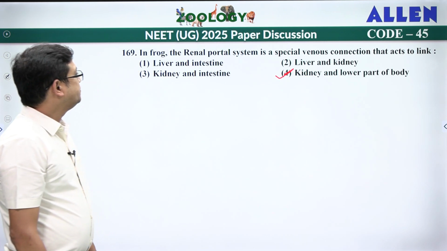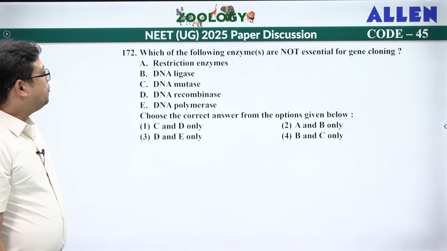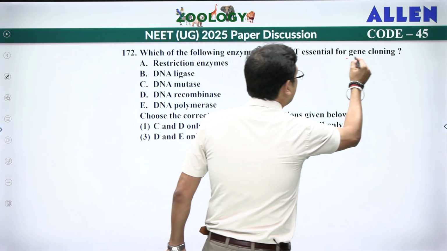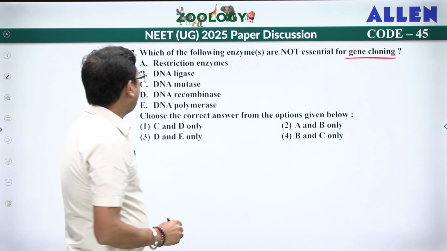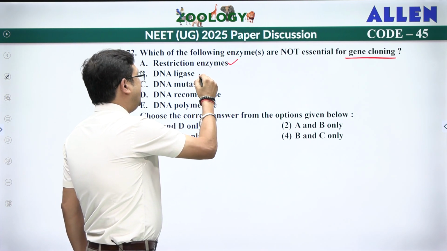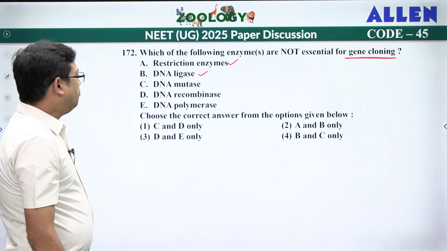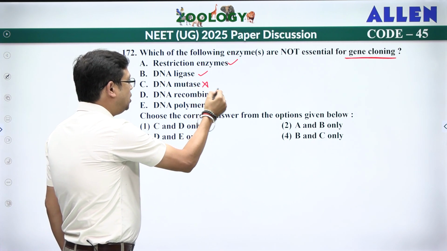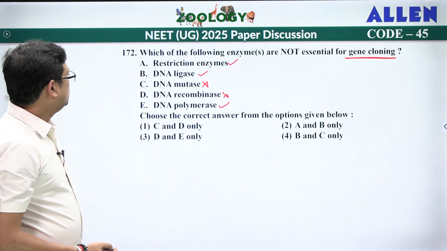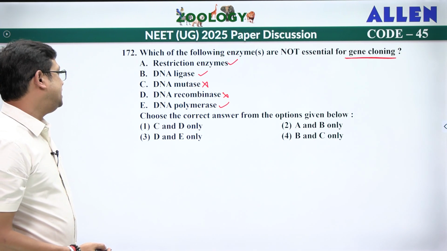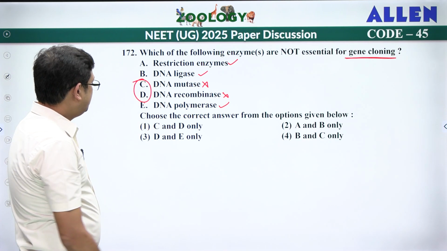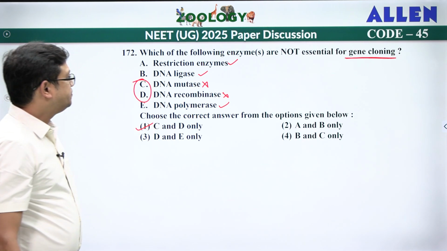Fourth. Which of the following enzymes are not essential for gene cloning? Gene cloning, okay. Restriction enzyme is very much required. DNA ligase is also required. Mutase and recombinase are not required. Polymerase is required, in PCR we are using polymerase. So A, B, E are required. C and D are not essential. So answer is first one.